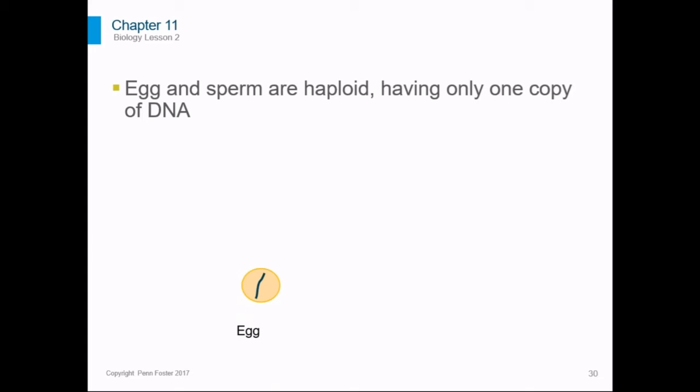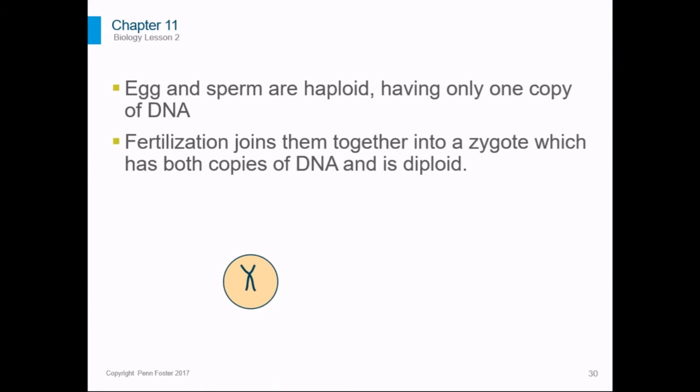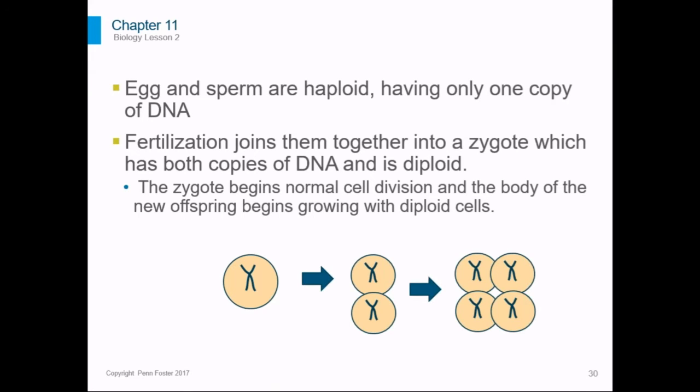Now to end, remember that sexual reproduction involves an egg cell being fertilized by a sperm cell, and each of these cells is haploid. They only have one copy of DNA. But fertilization joins them together into a zygote, which has both copies of DNA and is diploid. The zygote begins normal cell division, and the body of the new offspring begins growing with diploid cells.